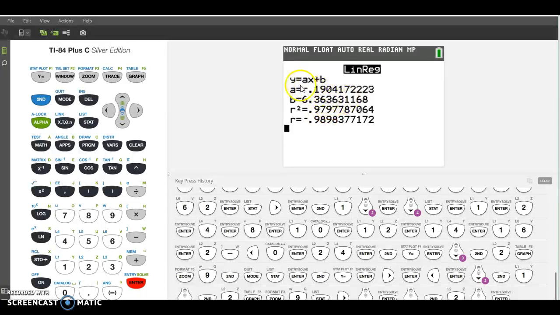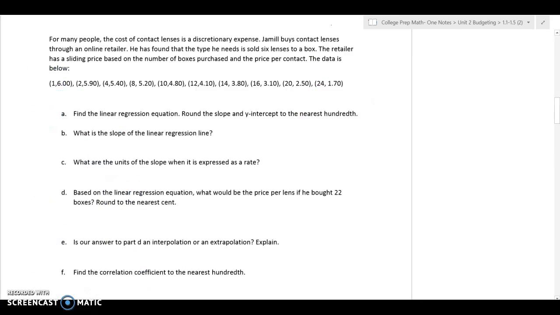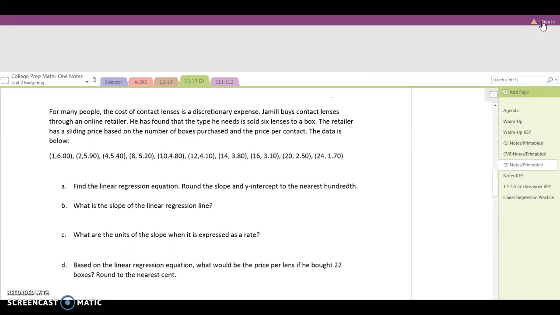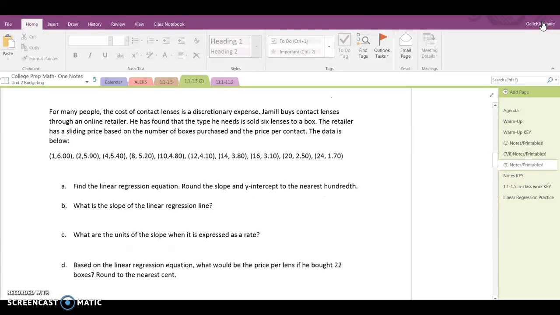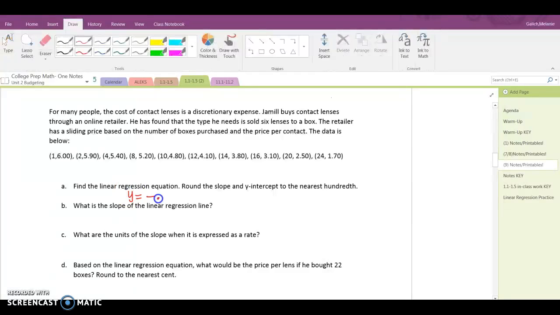All right, so if you take a look here, we have negative 0.19 x, because we substituted a in, plus 6.36. Okay, part B wants us to know what is the slope of the linear regression. Remember, slope is always the first number, so that is the number that is being multiplied to your x. So m equals negative 0.19.